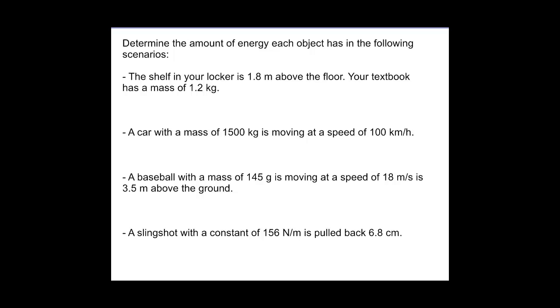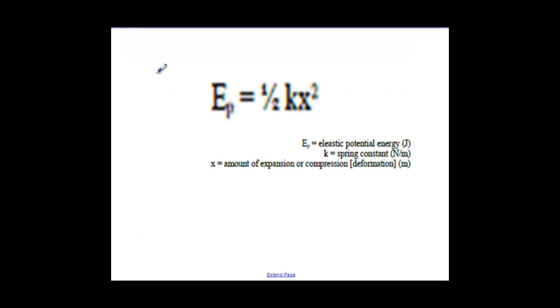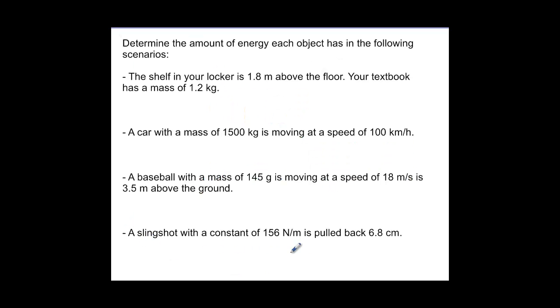There is one new formula I do need you to know about, though, that's on your data sheet. You might be wondering, there's one more energy formula on there, and it's this one here. Elastic potential energy is 1/2 kx squared. As soon as you see k and x, hopefully you think, hang on, we've done that before. Those are springs. I like to imagine a slingshot, so that's the example I have at the bottom of this one right here. You've got a slingshot with a constant of 156 newton meters, and it's pulled back 1.68 centimeters. So don't forget to make that 0.068 meters.